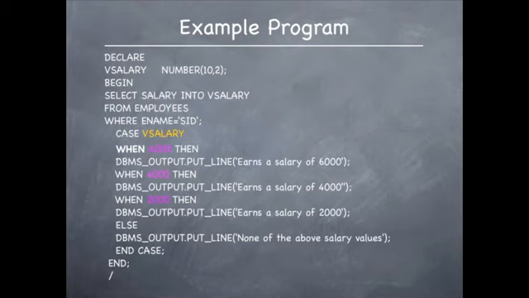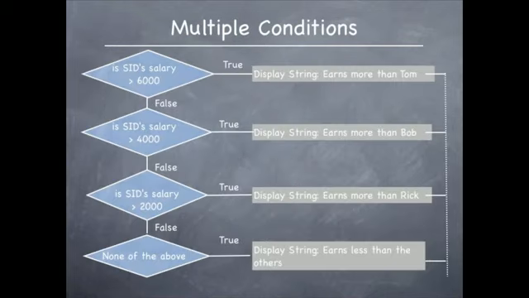On this slide is a complete PL/SQL program showing you the use of the case statement. A variable called vSalary is first declared in the declaration section to hold the salary of the employee called Sid. In the body of the program, a select statement retrieves Sid's salary and puts it into the memory variable vSalary. This is followed by the case statement which displays one of the strings depending on the salary value. I discussed the behavior of this case statement on the previous slide. So depending on Sid's salary, one of the strings will be displayed.